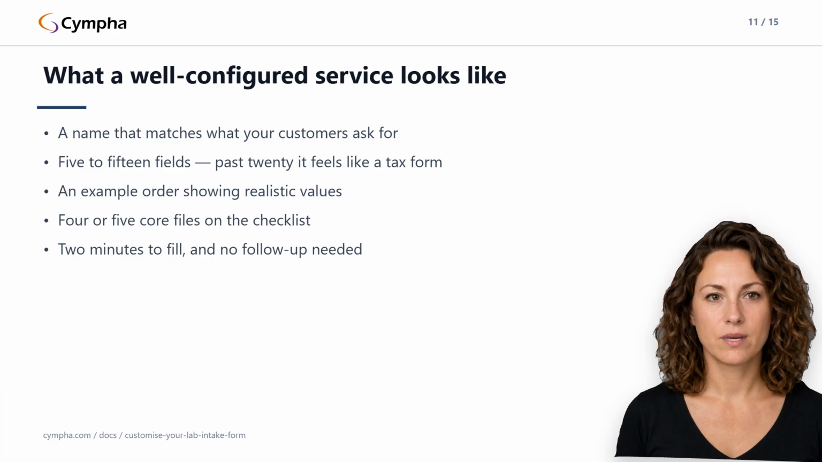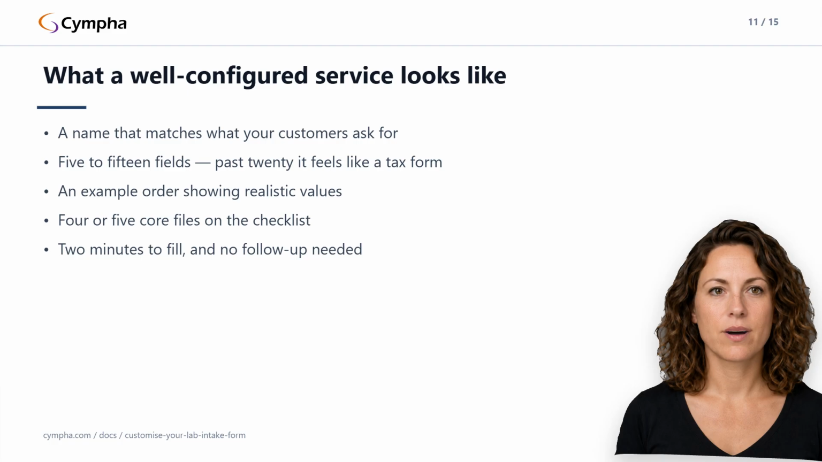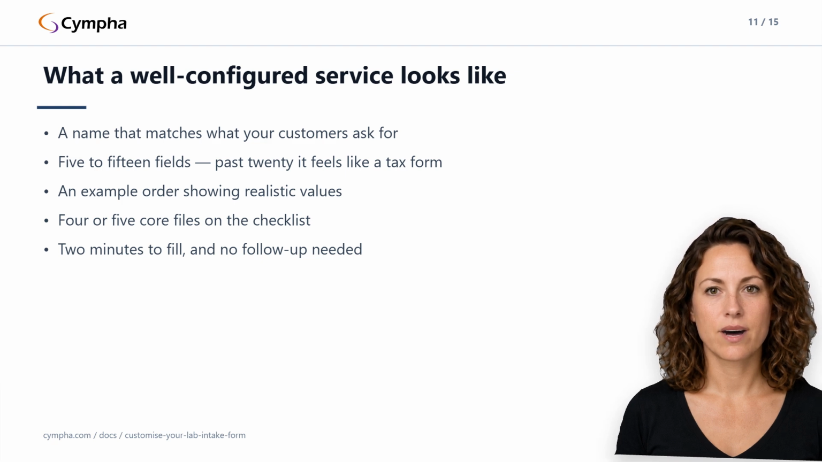Before we talk about when to use all this, here's the target to aim at: what a well-configured service actually looks like when you're done. It has a sensible name, either straight from the drop-down or a custom one that matches what your customers already ask you for. It has a clean form of 5 to 15 fields. Past about 20, the doctor starts to feel like they're filing a tax return, and submissions get sloppier, not better. It has an example order block that shows realistic values, so a first-time customer can see what a good answer looks like rather than guessing.